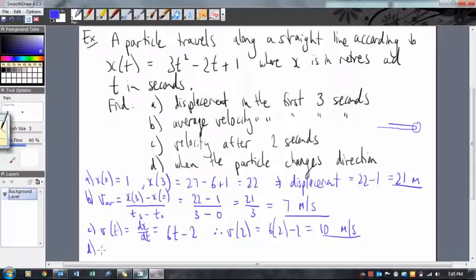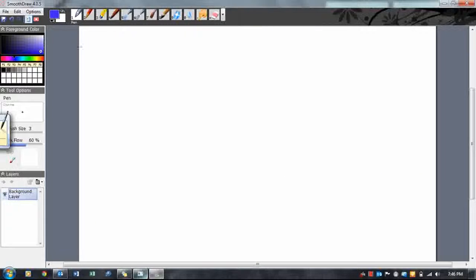So we want to know when v of t is equal to 0. So v of t equals 0 will tell us that 6t minus 2 equals 0, and so therefore the time where that is true will be 2 over 6, or 1/3 seconds. So the particle turns around after 1/3 seconds. Okay, so that's the first example. Let me go on to a second example.